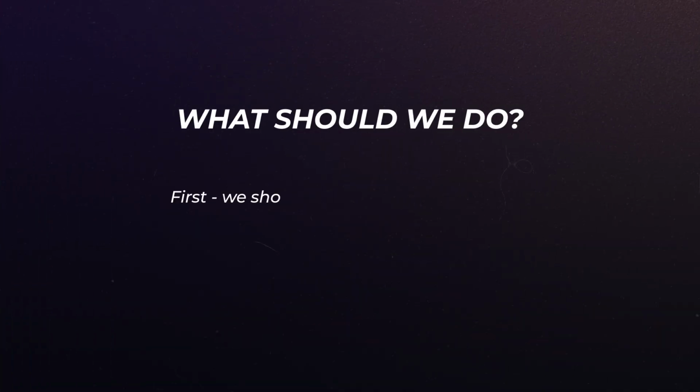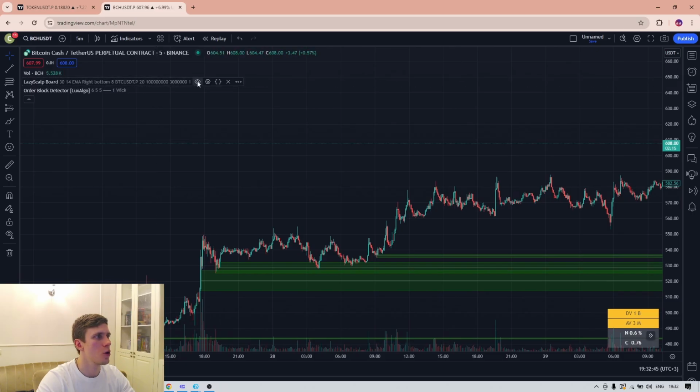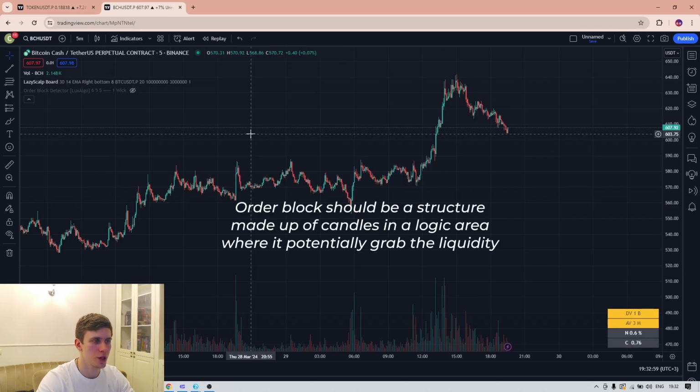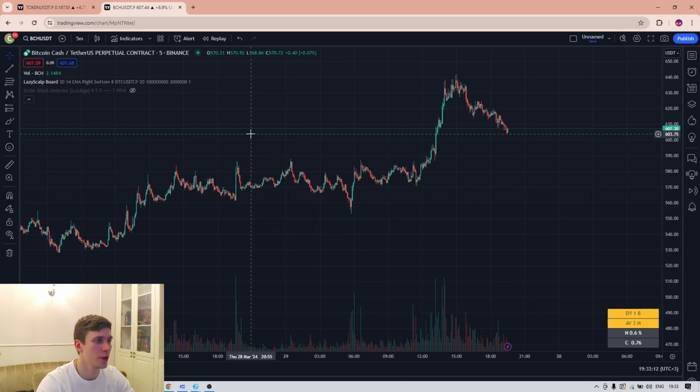What should we do? First, we should find the logical formation without relying on the indicator. We turn off the indicator. First of all, an order block shouldn't be a shadow. It should be a structure made up of candles in a logical area, where it potentially grabs the liquidity, as I said. Liquidity is the orders accumulated in areas where price hasn't reached for a long time, or above or below different strong levels. It could be just empty space.